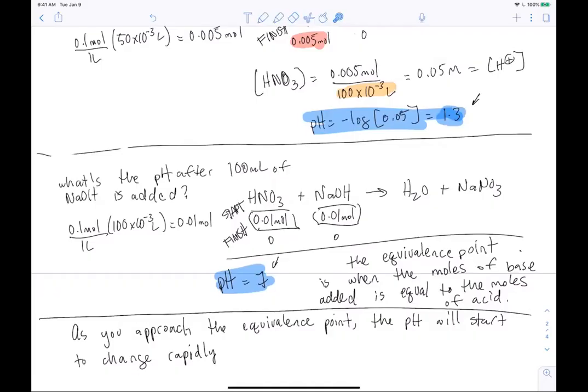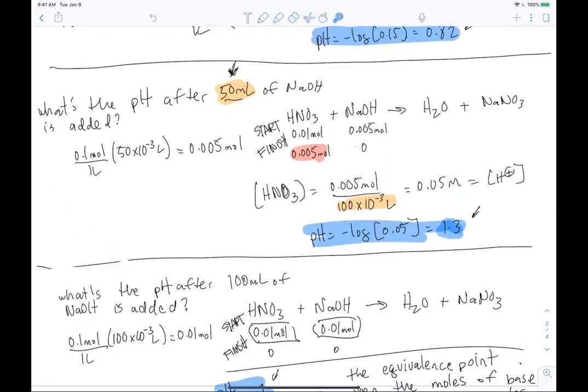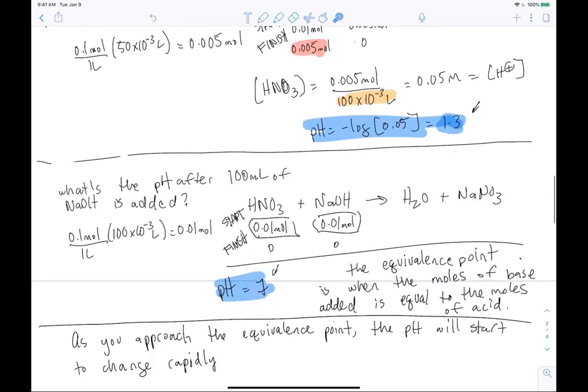If we go back to here, for example, we've gone from 0.01 to 0.005, so your concentration has changed from 0.01 to 0.005. When you start to approach the equivalence point, though, this quantity is rapidly approaching 0. So as you get closer to the equivalence point, the amount of acid in solution approaches 0 rapidly, whereas at the beginning it doesn't change as much. I don't think I'm doing a great job of explaining that.